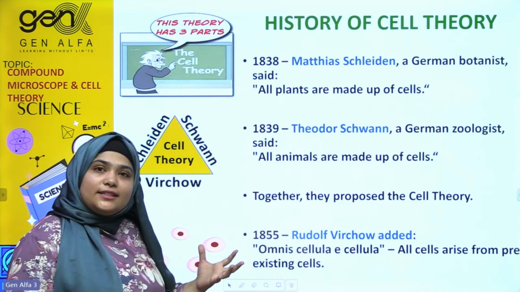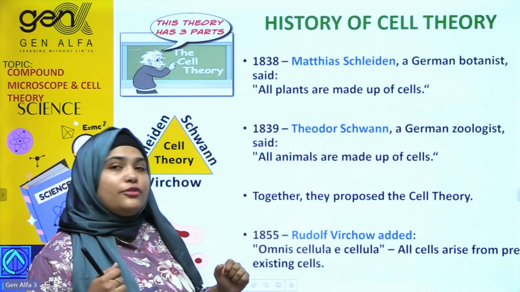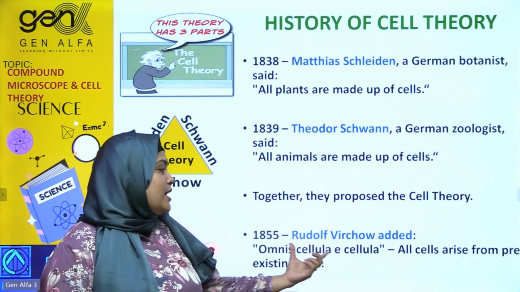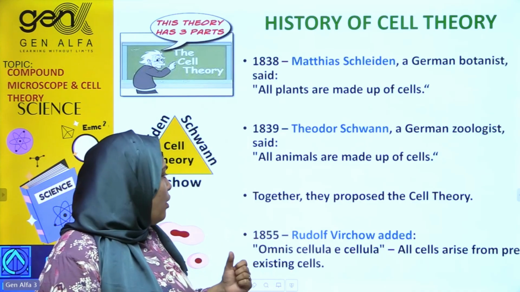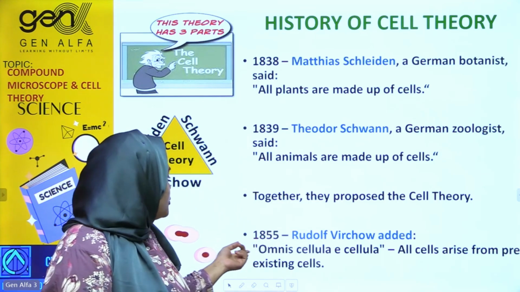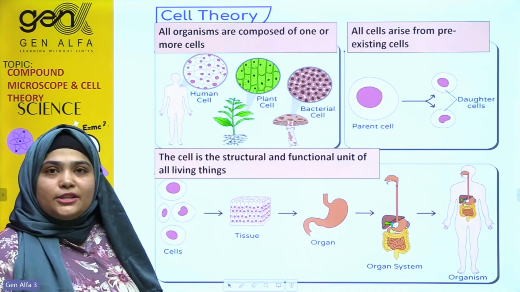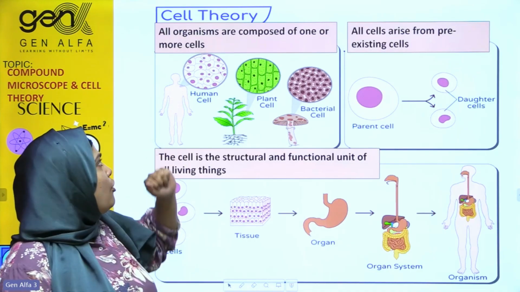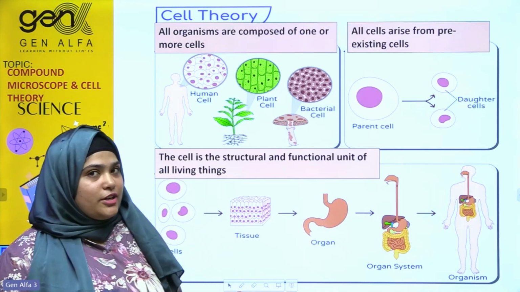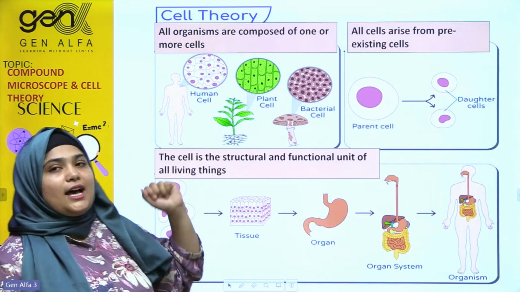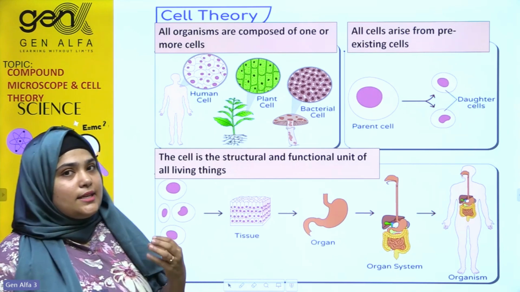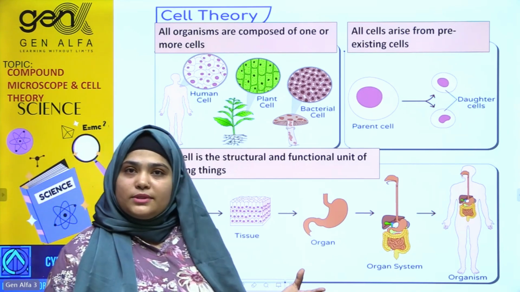After that, the third scientist came in 1855, Rudolf Virchow, and he gave another statement, omnis cellula e cellula, which means all cells arise from pre-existing cells. Clear? So this is the overview of the main points of cell theory. All organisms are composed of one or more cells. The cell is the structural and functional unit of living organisms. And the last one, all cells arise from pre-existing cells. It means the cells will divide and form new cells.